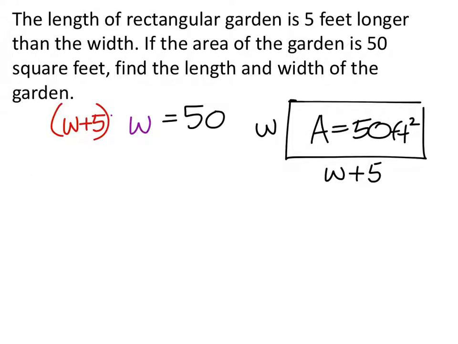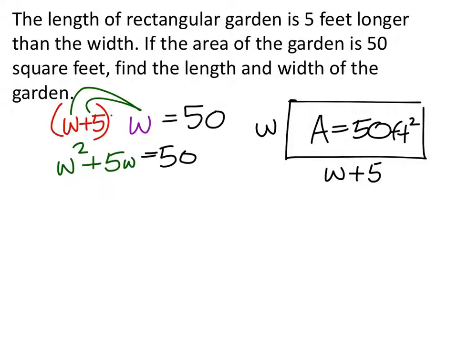Seems like we've done some of this before, but to start this one off, I'm going to need to distribute that W into the parentheses. So that'll simplify it, okay? So W times W is W squared, and then 5 times W is 5W. All of this equals 50.